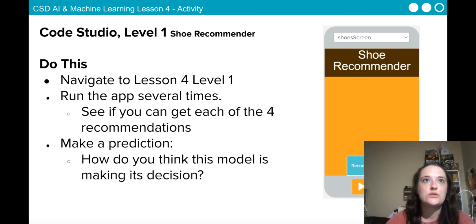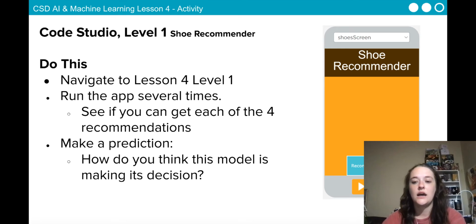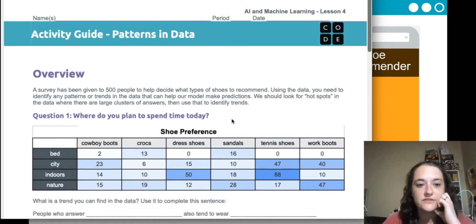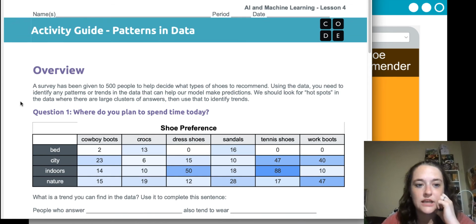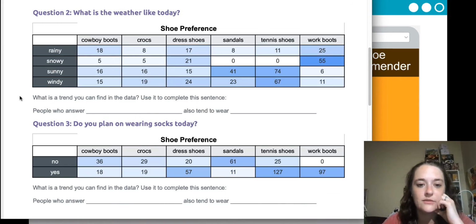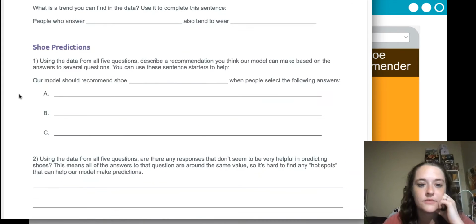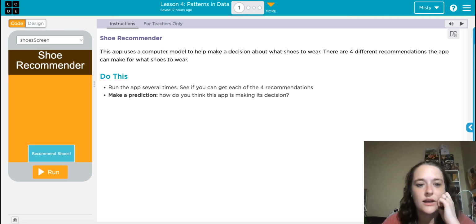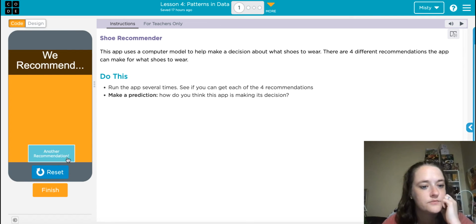We want to make sure that we can fill in the activity guide as we go. We haven't quite gotten to the activity guide yet, but this is what it looks like, and it'll make more sense in a minute. So I'm going to go ahead and run the app several times.